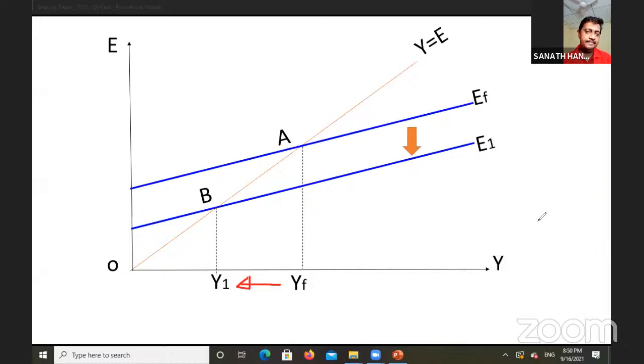Right, write down. As given above, point A is the initial equilibrium level of the economy.